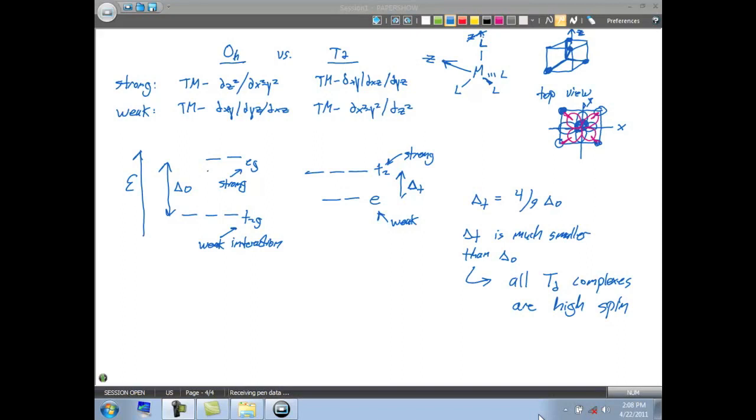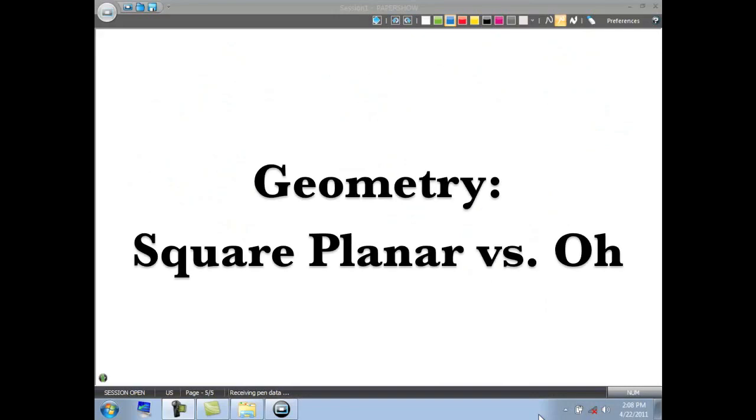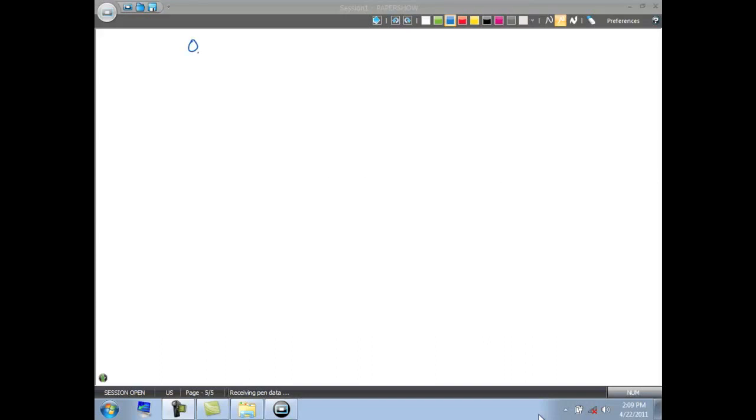The last geometry we have to look at is the square planar. It becomes instructive, or more obvious, to compare the square planar and the octahedral complex. So we're going to do that again with a new geometry. In this case, we're comparing an octahedral complex versus square planar.